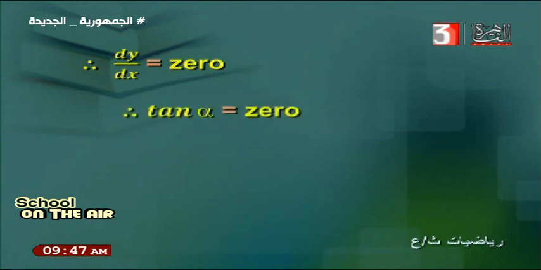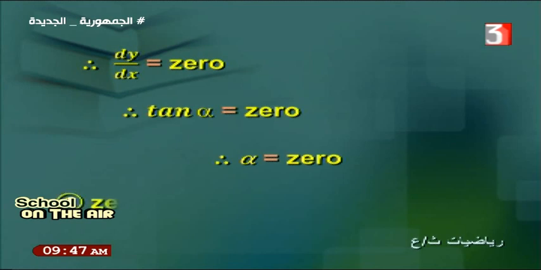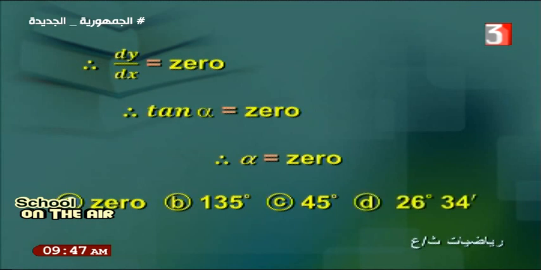Then tan α equals 0 and α equals 0. Then the measure of the angle which the tangent to the curve of the function sin 2x equals tan y makes with the positive direction of the x-axis equals 0 degrees.